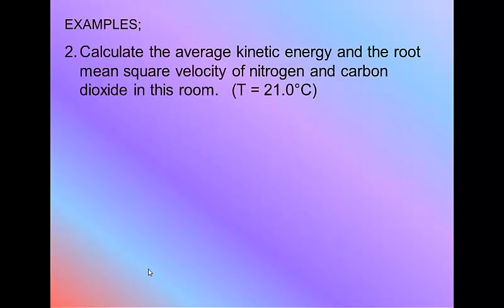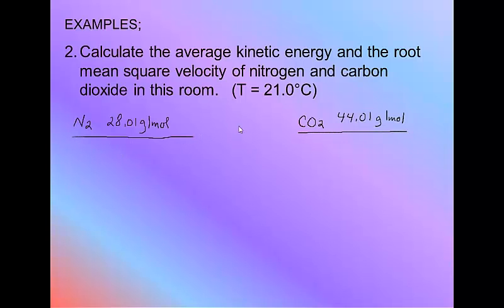So, second example. Again, another plug and chug. This one wants you to calculate the average kinetic energy, and the root mean square velocity of nitrogen and carbon dioxide in this room. Okay, temperature in this room right now is 21.0 degrees Celsius. All right, average kinetic energy. I'm going to make two columns. Nitrogen, molar mass, 28.01 grams per mole. Carbon dioxide, molar mass, 44.01 grams per mole.